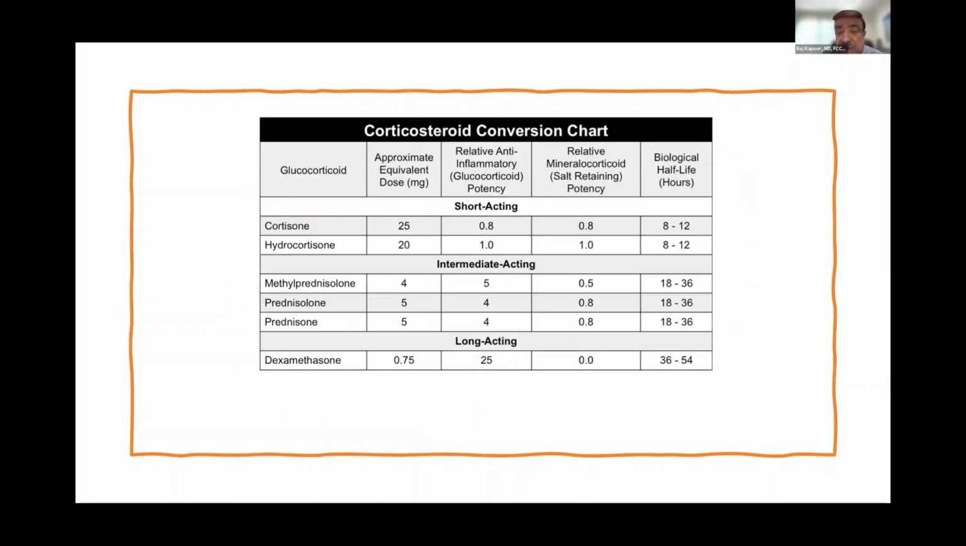The corticosteroid they're using is methylprednisolone, which is 4 milligrams, equivalent to 0.75 milligram of dexamethasone. The dexamethasone half-life is 36 to 54 hours. Methylprednisolone is only 18 to 36 hours. The important thing about dexamethasone is it does not have mineralocorticoid activity or salt retaining potency.